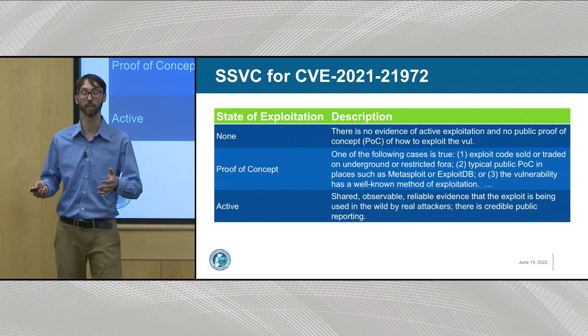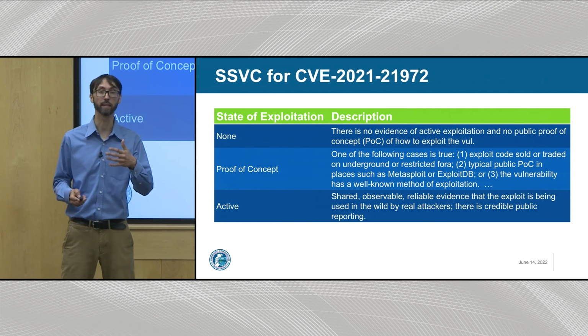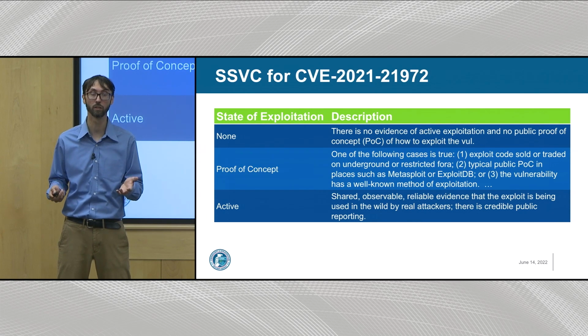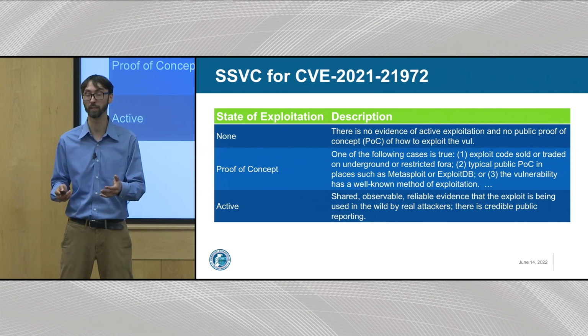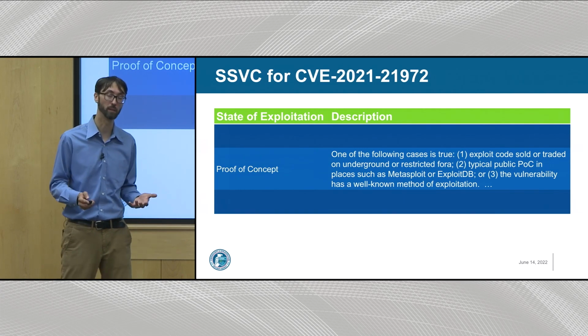Maybe as a deployer, we have IDS systems that we can provide monitoring for this vulnerability, that we could change this to active if we observed it on our network. But assuming we don't have that, what we have is a public proof of concept.